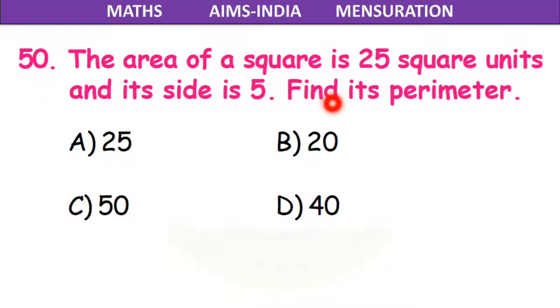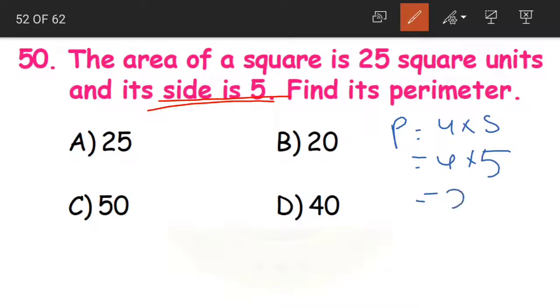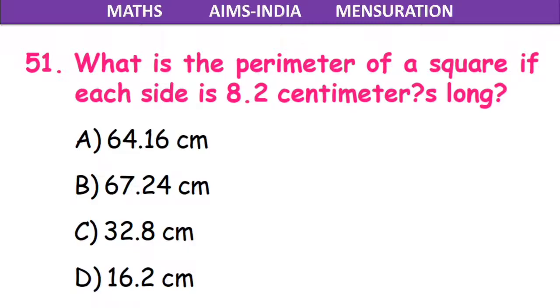Next question 50. The area of a square is 25 and side is 5. Find its perimeter. The side of the square is already given. We just have to find out the perimeter. Perimeter is equal to 4 into side, that is 4 into 5, that is equal to 20. 20, option B, 20 is our correct answer.